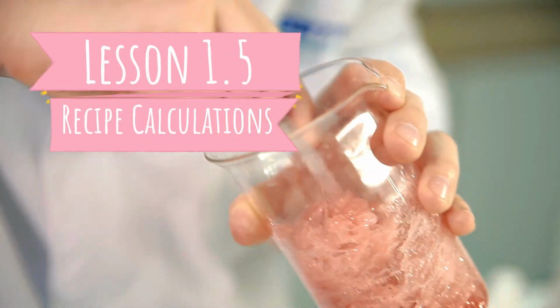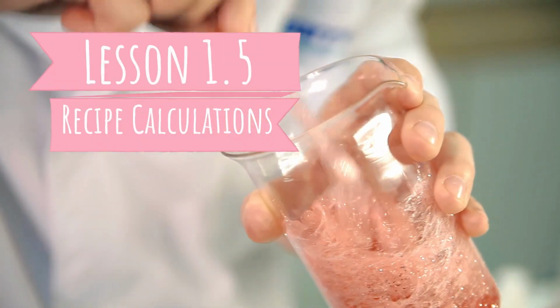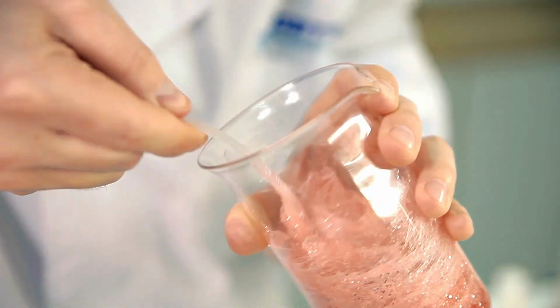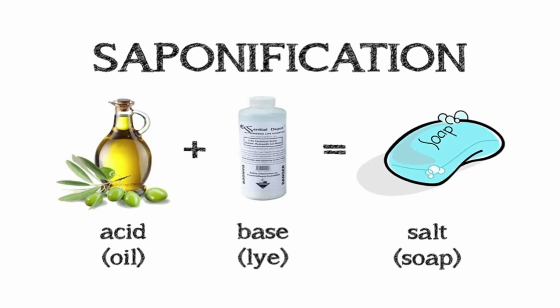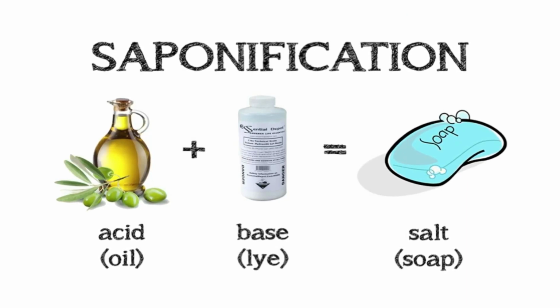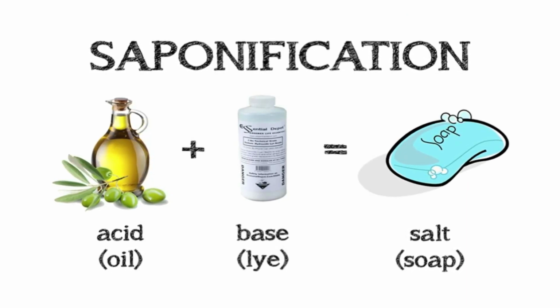Lesson 1, Part 5, Saponification and how to calculate a recipe. Now that we've gotten through the safety lessons and you know what things that you need to gather, it's time to start putting the first recipe together. Now first, it's important to understand how soap turns into soap. The chemical change that happens when we combine fats and lye is called saponification.